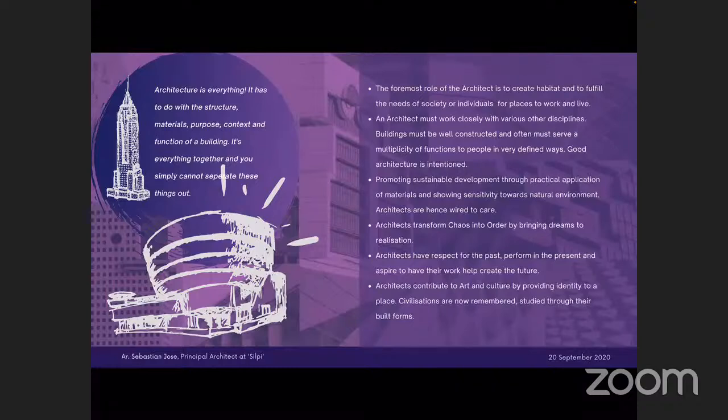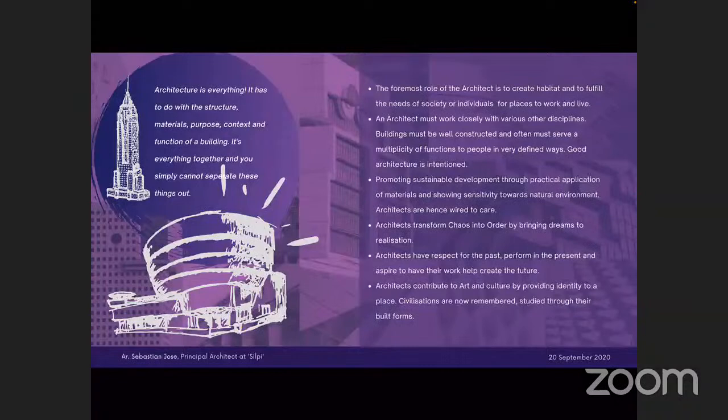So the foremost role of an architect is to create habitat. To create habitat for society or individuals. Creating places for working and living. So an architect has to be an all-rounder. He has to work with various disciplines to visualize the final product and try to achieve that final end product. A building should be well constructed and should serve a multiplicity of functions. Promoting sustainable development through practical application of materials and showing sensitivity to the natural environment is the need of the hour. So architects should be wired to care.